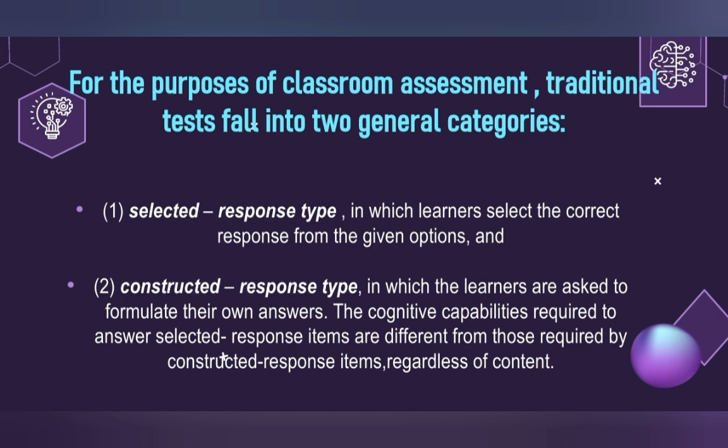As the name implies, selected response items are those in which students read a question and are presented with a set of responses from which they choose the best answer. So question type examples are multiple choice, matching type, true or false, as well as fill in the blanks or short answer questions. So let's go to the second general category, constructed response type.